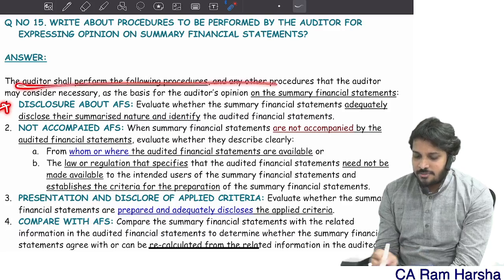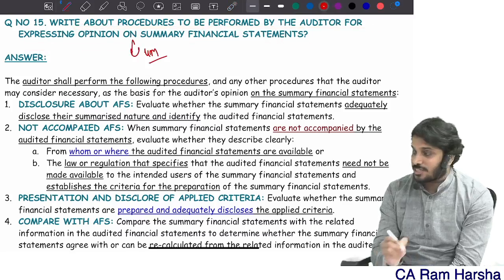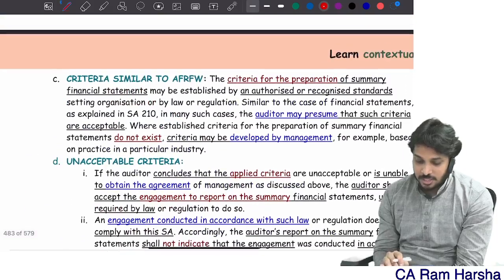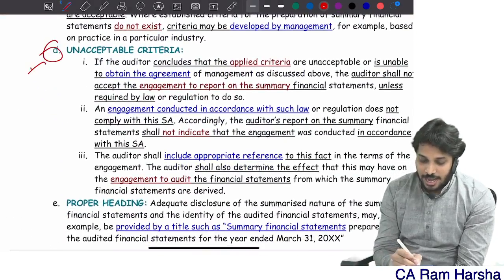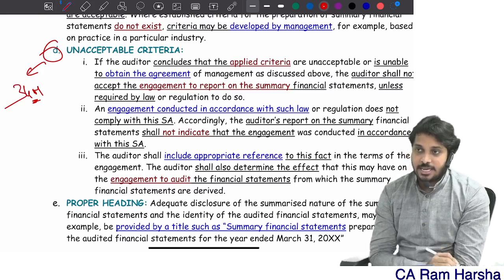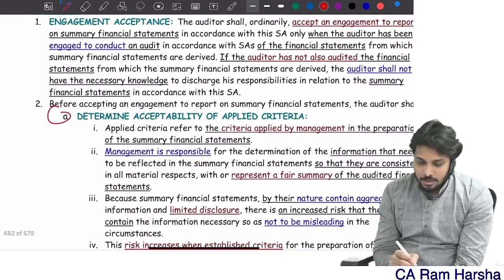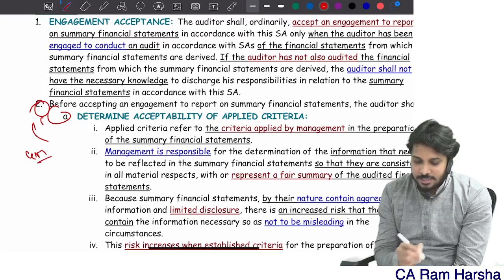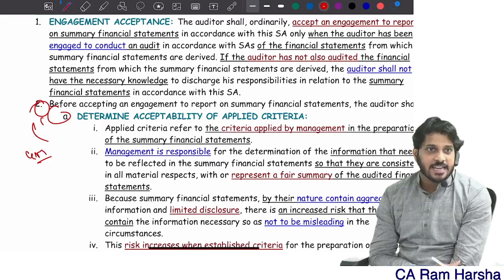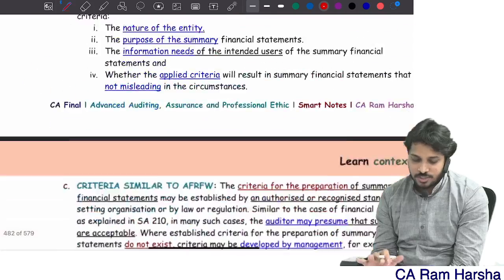So, what will the auditor perform? Write about procedures to be performed. This itself can be asked as a 4 marks question. By the way, in the previous point also, write about acceptability or unacceptability of the criteria. They may ask it as a 3 or 4 marks question. This one, 2A, can be asked as a 4 marks question. Write about acceptability of the applied criteria for summary financial statements. What points does the auditor have to keep in mind? They may ask you this directly as a question.